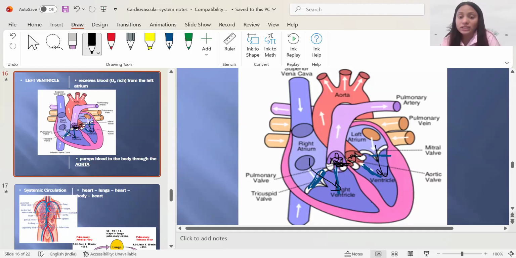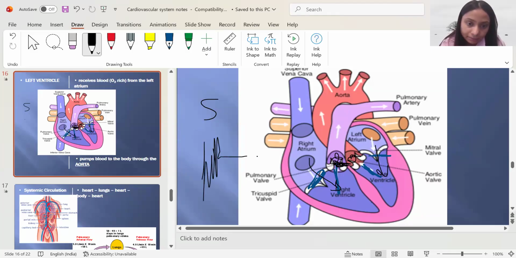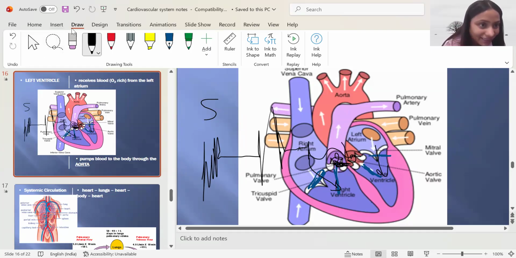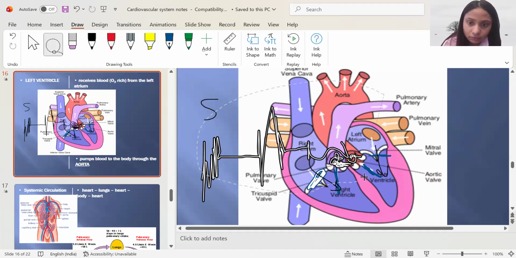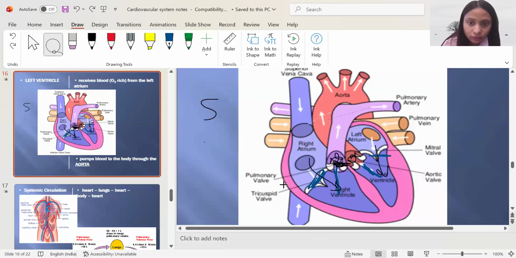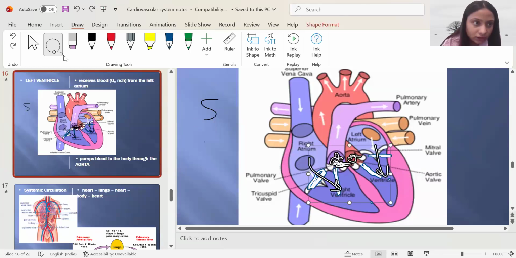Yes, ma'am. So this is how your S1 and S2 sounds are produced. Whenever you graph the sound, it looks like this. There's a strong sound and a phase of no sound, then there will be a strong sound, then no sound, then a slight sound. Oh my God, I can't make it very clearly. Just let me erase them.